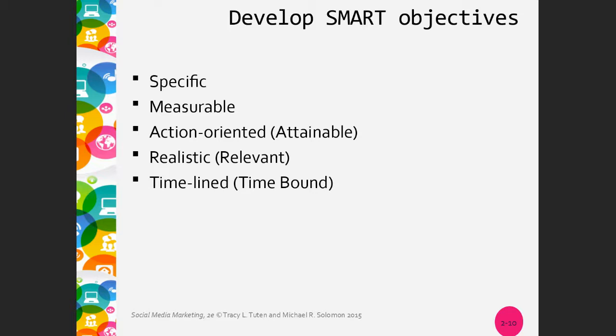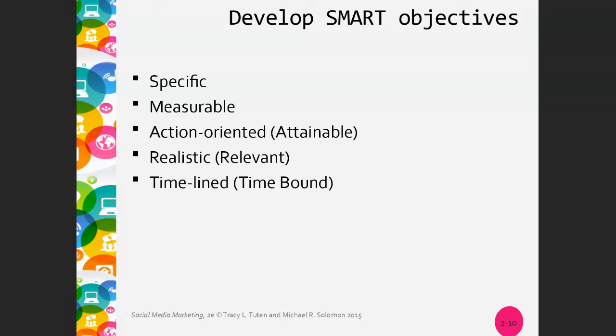Objectives should always be specific. They don't have to be super specific, but pretty specific. Measurable. Can you measure them? And does the measurement make sense? A lot of things that you might want to know are simply not measurable. There's no way to get the data, or maybe no way to get it quickly and cheaply.